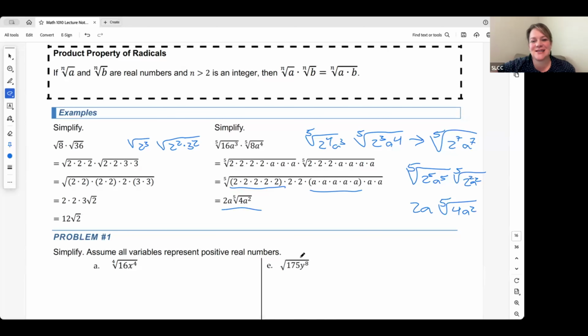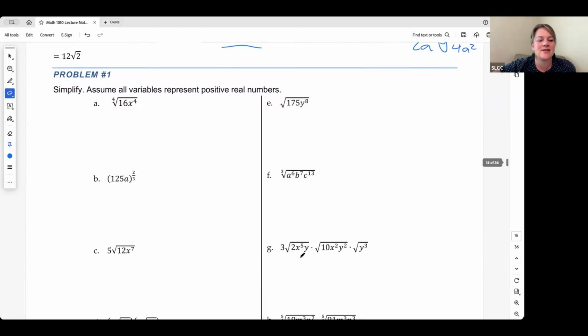Let's try some more practice and see if we can figure out what's going on here as we multiply these radicals.